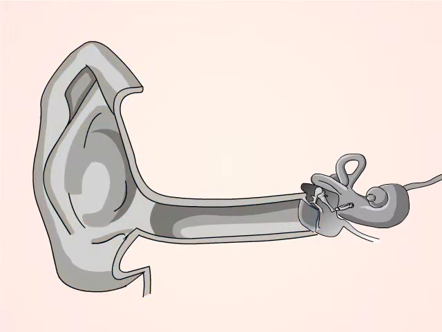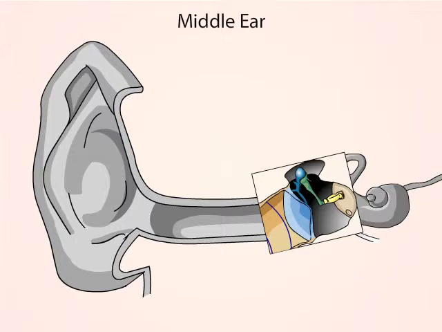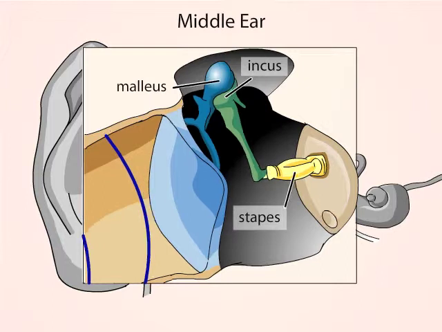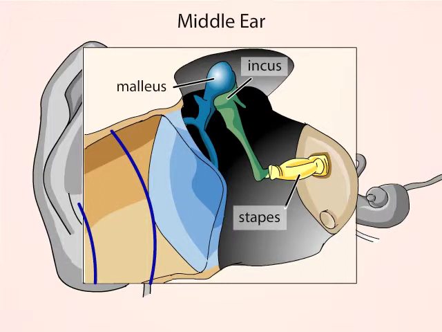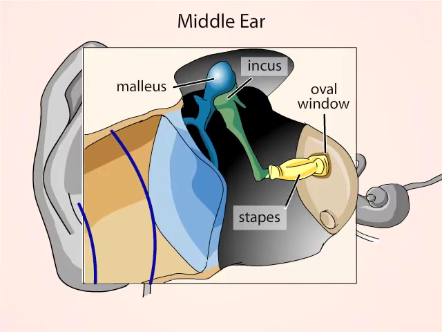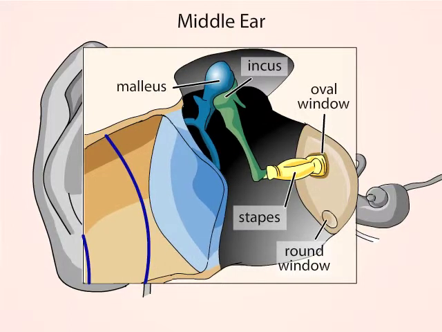From the ear canal, the sound waves vibrate the eardrum, which in turn vibrates three tiny bones in the middle ear: the malleus, incus, and stapes. The stapes vibrates a small membrane at the base of the cochlea, the oval window, which transmits amplified vibrational energy to the fluids of the cochlea. The round window serves to dampen the movement of fluid within the cochlea.